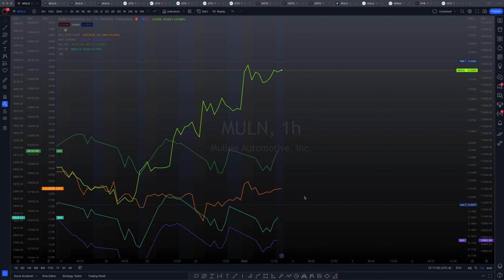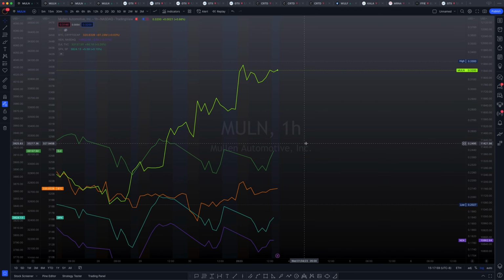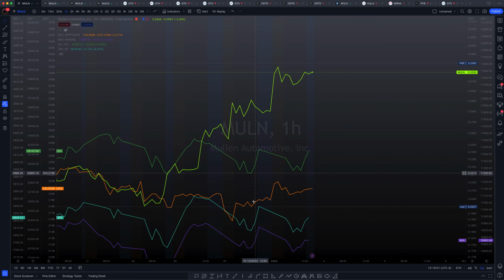With that said, let's dive right into the charts. Okay, you guys, so we're looking at MULN on the hourly chart here, and we can see that we've actually been outperforming the broader markets for the last few trading sessions, which is a good thing.